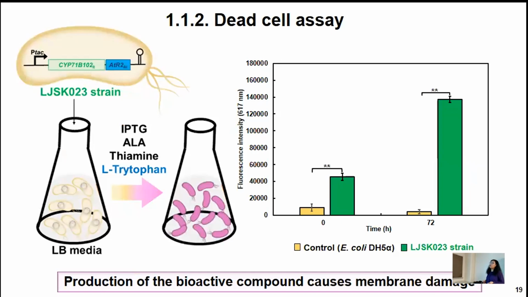So for this assay, when we were culturing the engineered E. coli cell, similarly, we evaluated the cells at two different time points and then added the propidium iodide dye and measured the absorbance. For the control, here you can see the signal is very, very low at both the time points. Whereas for the engineered strain, the signal is very high. Compared to time zero, after 72 hours, when we perform this assay, the intensity is even higher, indicating that maybe this is because of membrane damage. It supports our earlier result as well.